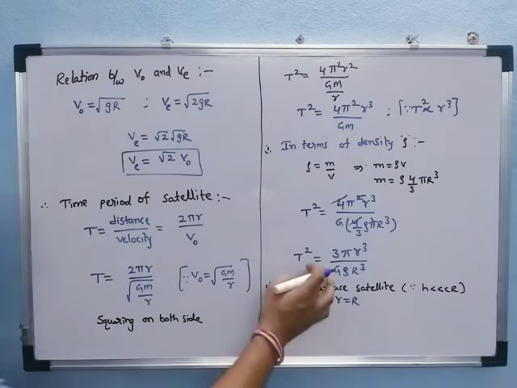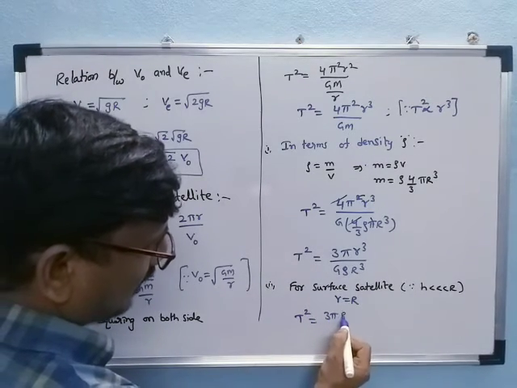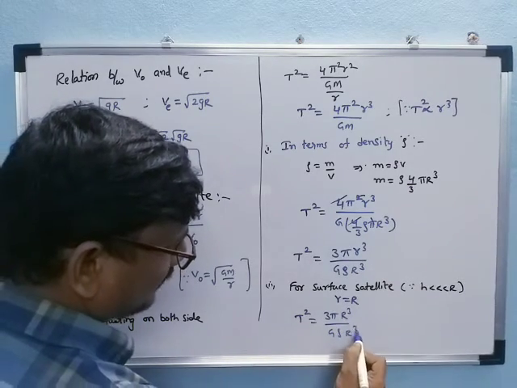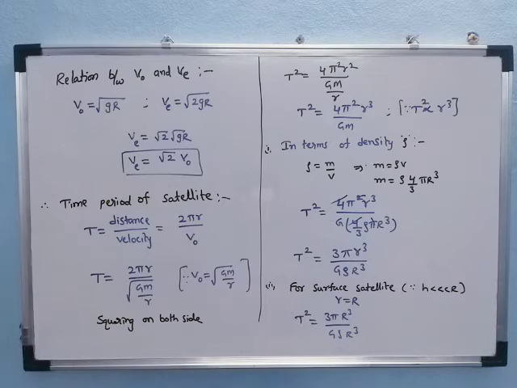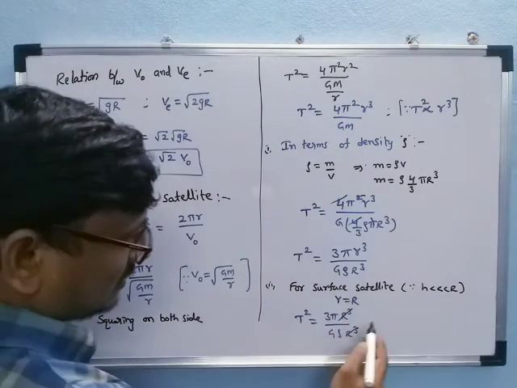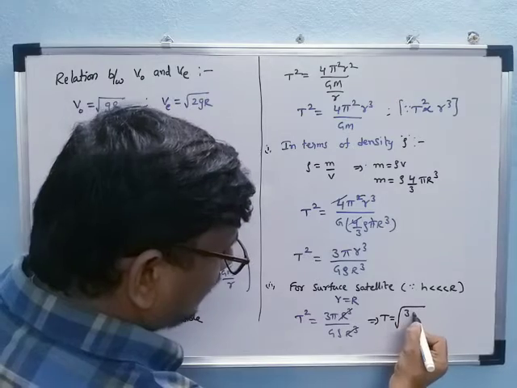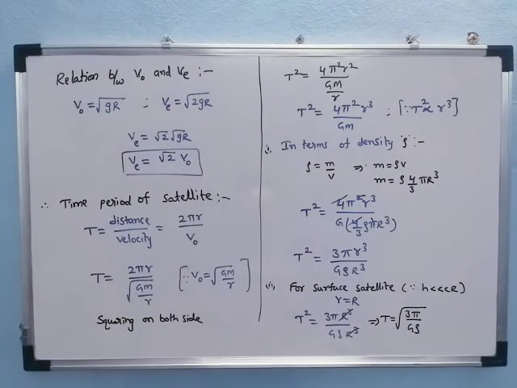Then substituting in the above equation, T square is equal to 3 pi capital R cube by G into rho into capital R cube, because small r is equal to capital R. Then the r cube cancels, and T is equal to under root of 3 pi by G into rho.